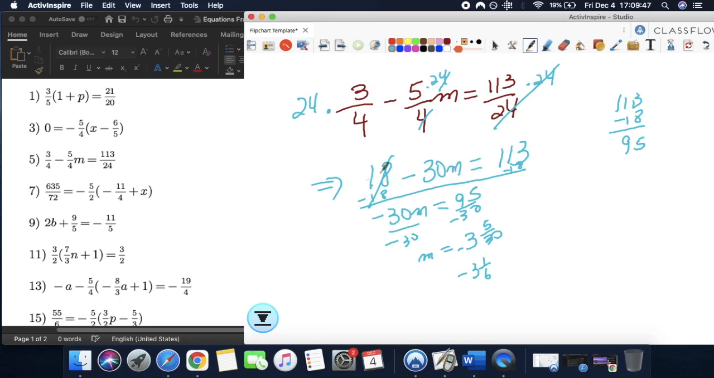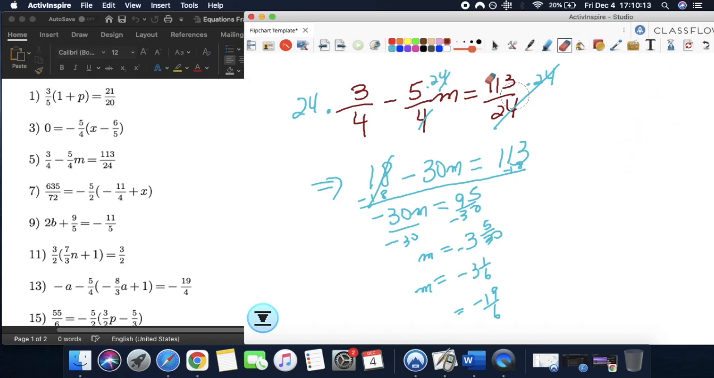Negative 30, minus 18 on both sides. 113 minus 18 is 95. That seems okay, so I am going to leave this. Actually, I'm going to change this to an improper fraction, and I'm going to have 19/6. And let's see what happens with that.